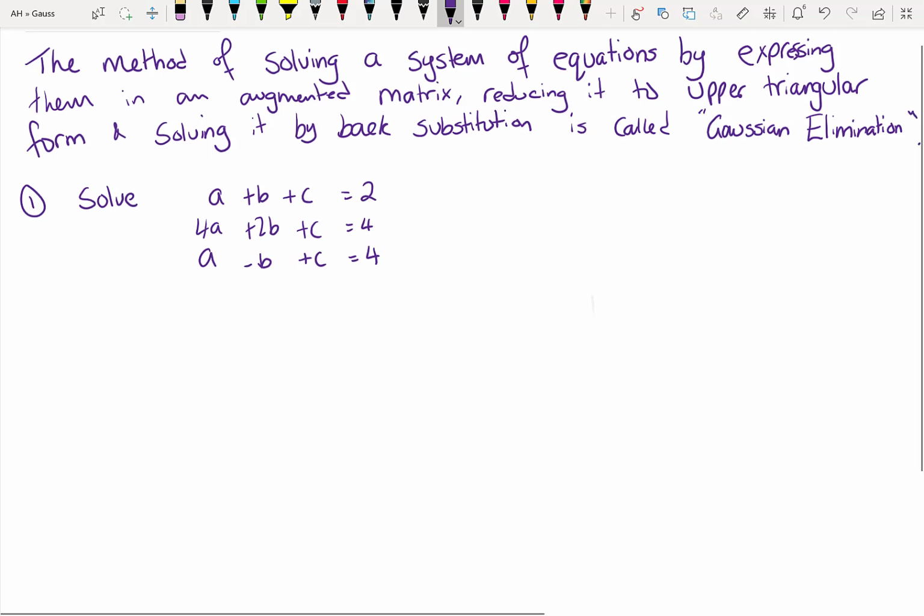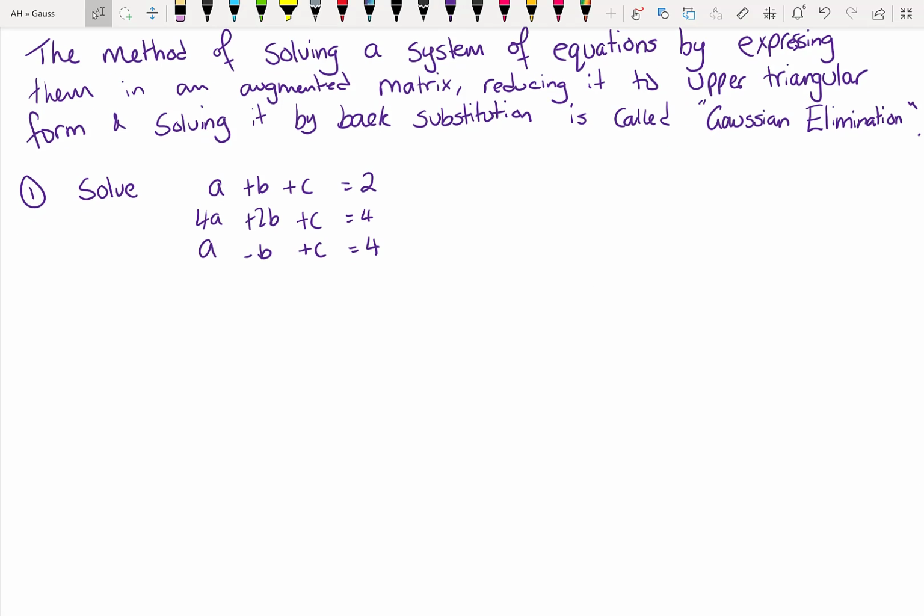So, first thing I'm going to do is put this into a matrix. And so again, all I'm looking to do is take the coefficients. So I've got 1a, 1b, 1c, that gives me 2. Next line I've got 4a, 2b's and 1c, that gives me 4. Third line I've got 1a, minus 1b, 1c, and that gives me 4 also. And so augment my matrix, put brackets around it, and there we go.